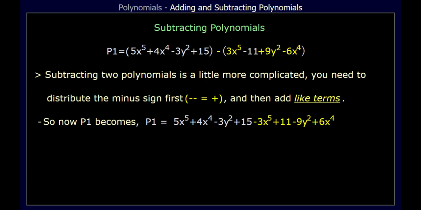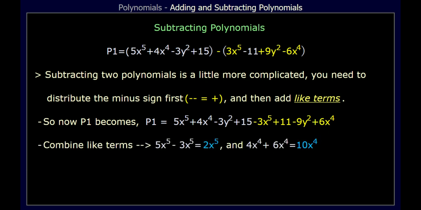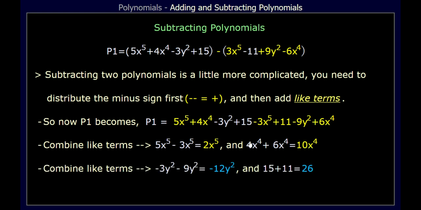So now it's just like adding polynomials, I just go for my like terms. I got the 5 and the minus 3 here, my x to the 5th. 5 minus 3 is 2. X to the 4th. 4 plus 6 is 10, just like the last problem. Minus 3 minus 9 on the y squareds. It's minus 12. And then finally, the 15 plus 11 is 26. Combine all those answers together. And there's your final answer.